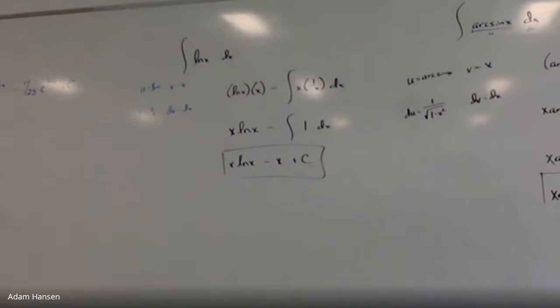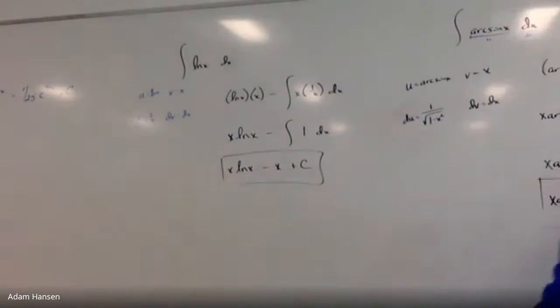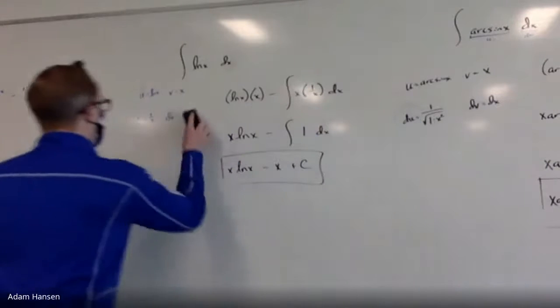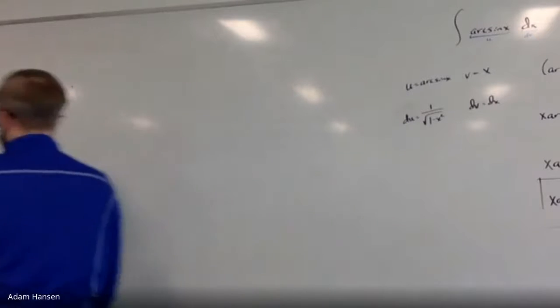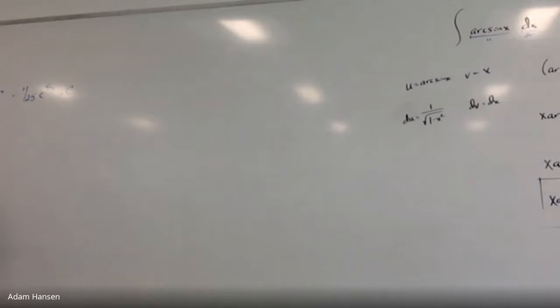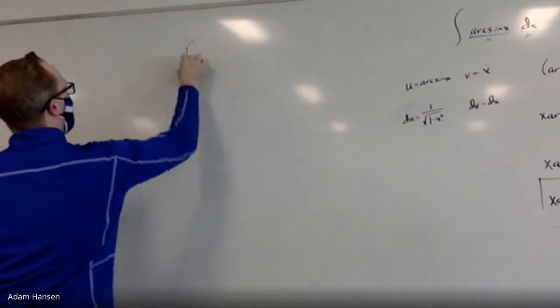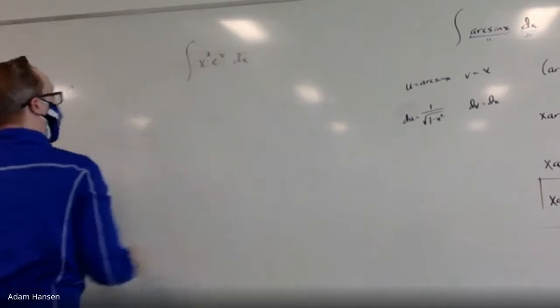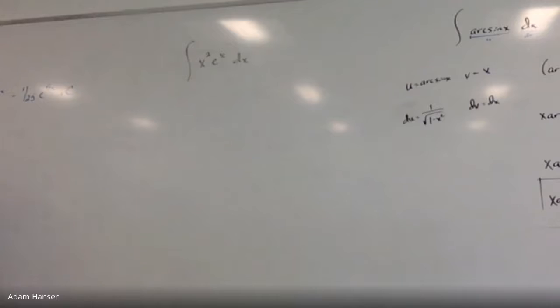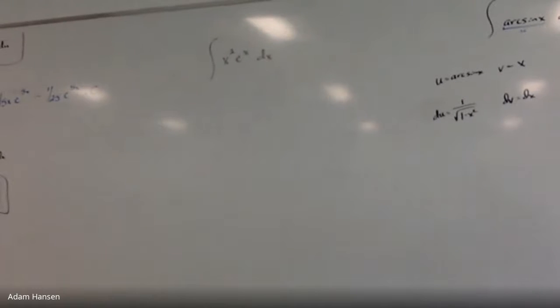Okay, we've got a little bit of extra practice there on doing integration by parts, a couple of different ways there. Let's try this. Let's make it a little more complicated now with this sort of setup. What is the antiderivative of x squared e to the x dx?